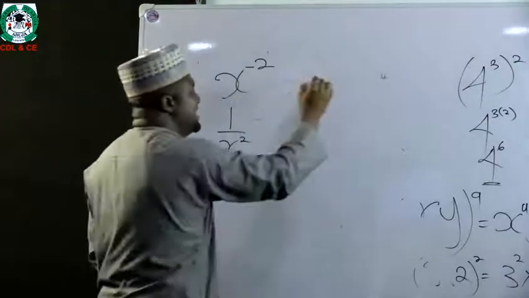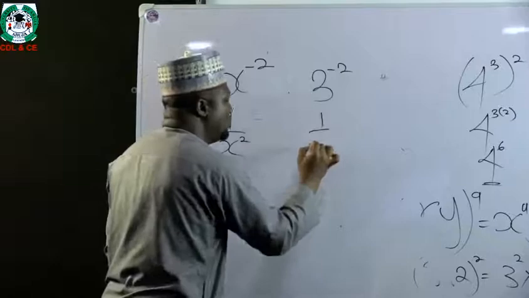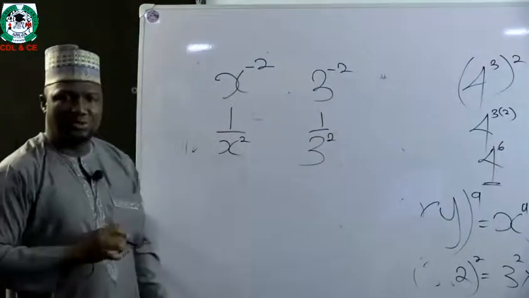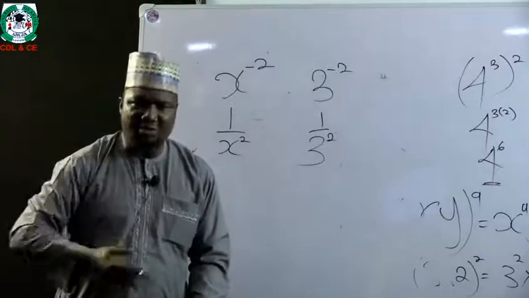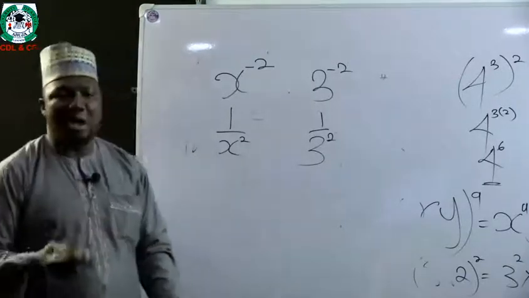So similarly, if we have 3 raised to power minus 2, to find the reciprocal is what? 1 over 3, raised to power 2. So these are some of the laws that we have been examining. As we move further, we have what we call the root power law.